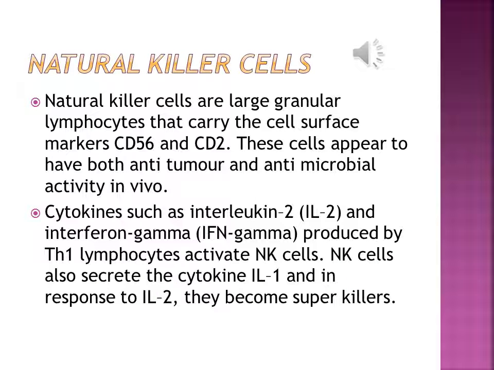The second killer cells are the natural killer cells. Natural killer cells are large granular lymphocytes that carry the cell surface markers CD56 and CD2. These cells appear to have both anti-tumor and antimicrobial activity in vivo. Cytokines such as interleukin 2 and interferon gamma produced by T helper 1 lymphocytes also activate natural killer cells. Natural killer cells also secrete the cytokine interferon gamma in response to interleukin 2. They become super killers.